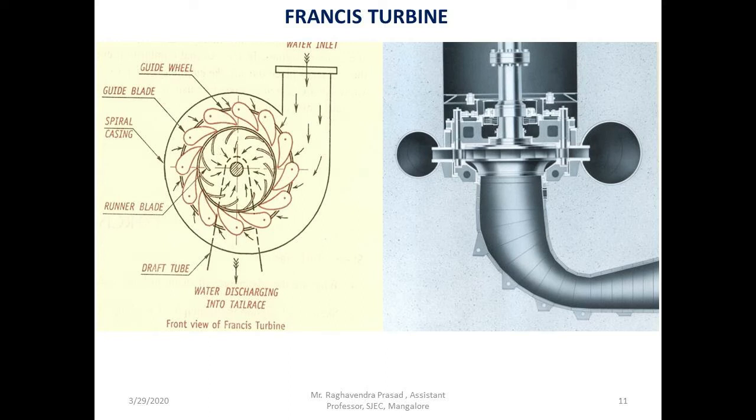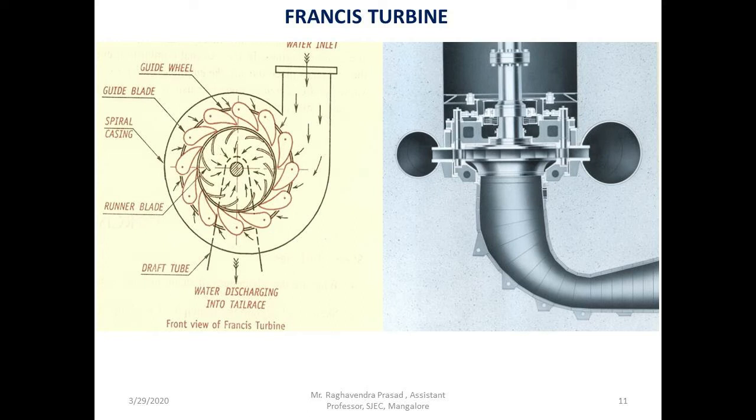We can see here two diagrams are given. The left side one, the first diagram, is the top view, and the right side one is the sectional front view of the Francis turbine. When you watch the Francis turbine from the top, we can see three main major parts. One is the spiral casing.